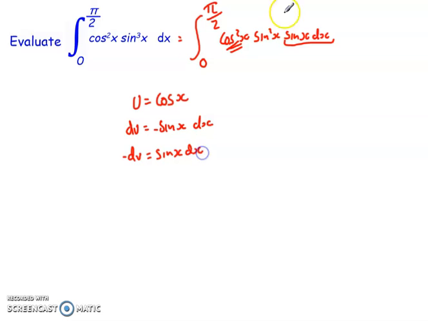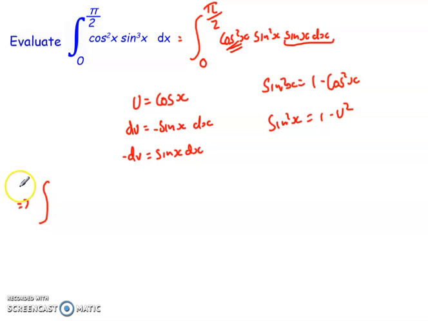So I've now got a part there I can substitute in to get rid of this. I've got a part here to get rid of my u. The only thing I've got to get rid of now is the sine squared. Now remember, sine squared x is equal to 1 minus cos squared x. So that means that I can rewrite the sine squared x as being 1 minus u squared. So my integral then becomes the integral of cos squared, well that's just u, times what I've put for the sine squared, so 1 minus u squared. And then that's all going to be times negative du.